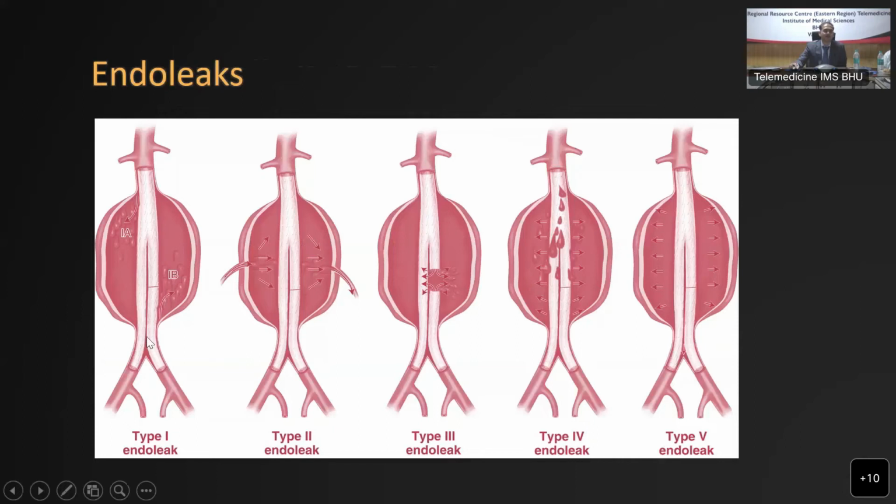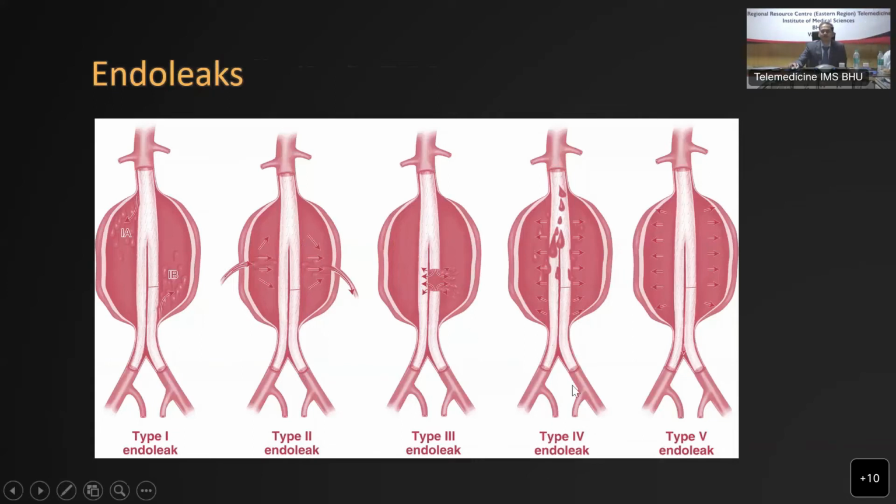There are types of endoleaks that one must be aware of. Type 1 is when the leak is coming from the proximal or distal end. Proximal is type 1A, distal is type 1B. When the leak is through a vessel, it is type 2 endoleak. When the leak is due to a defect in the graft itself, it is type 3 endoleak. When the leak is a result of graft porosity, it is type 4, the rarest type of endoleak, by the way.